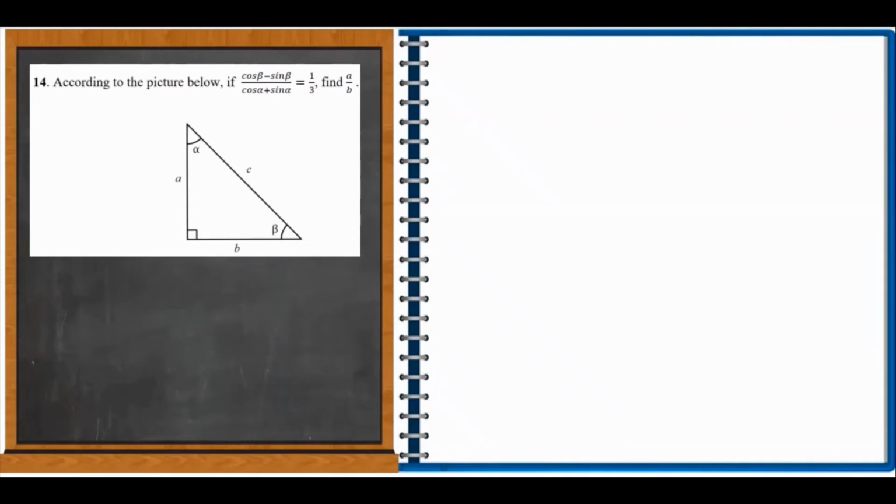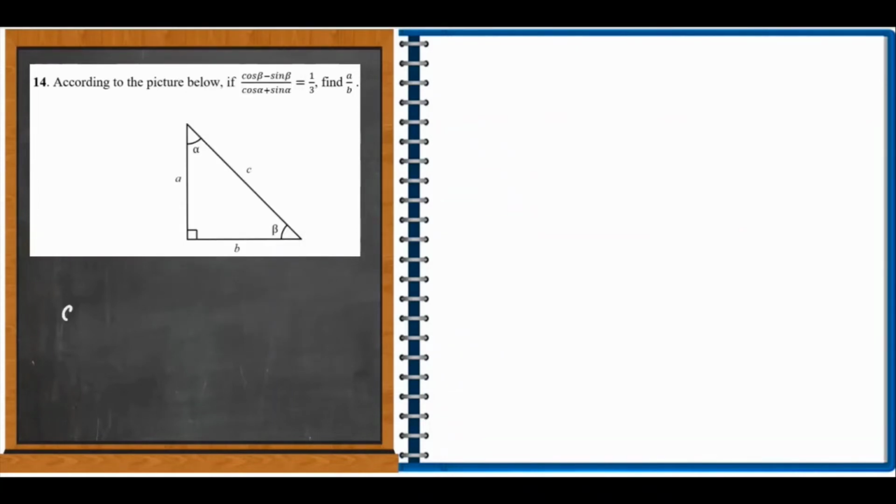Number 14. According to the picture below, if this ratio is equal to 1 over 3, we must find A over B. Now, in order to solve this question, we must know SOHCAHTOA. So I will write only the ones that we need. Cosine beta here is going to be adjacent over hypotenuse, and we need sine beta as well. It's opposite over hypotenuse.